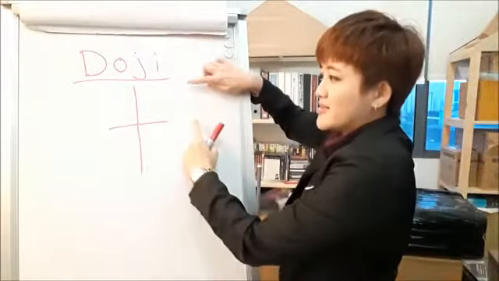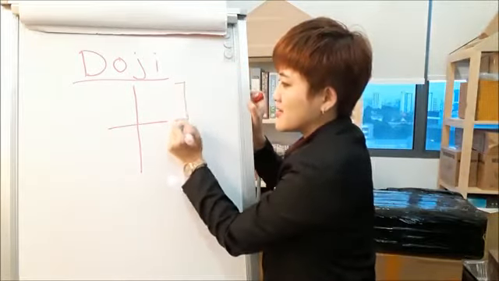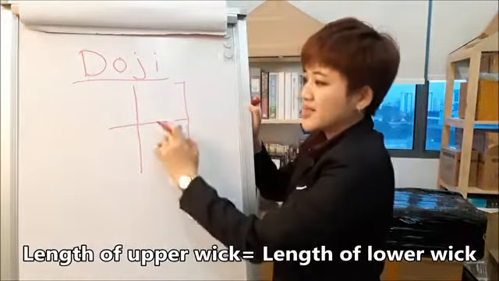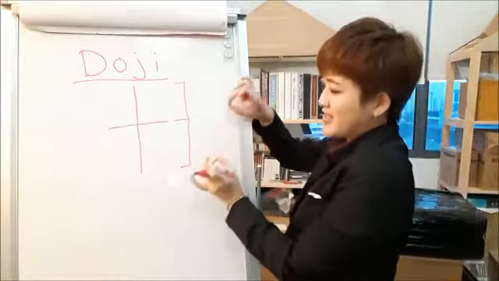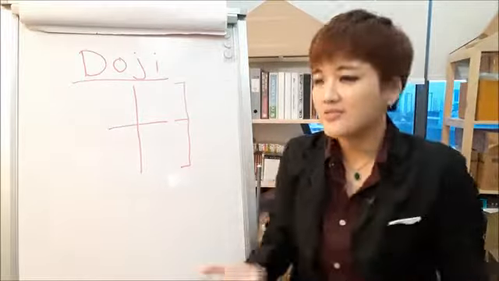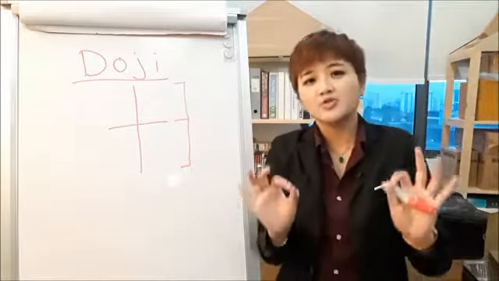Ideally, the top wick is the same length as the bottom wick. Of course, you don't need to use a ruler and measure. You can estimate, you can see it with your eye visually. Okay, it's about the same length, so it is a good doji.